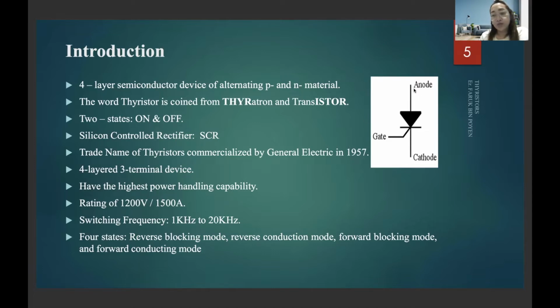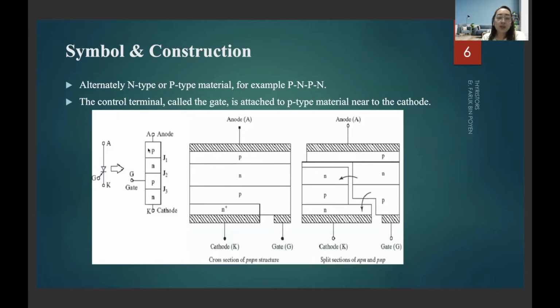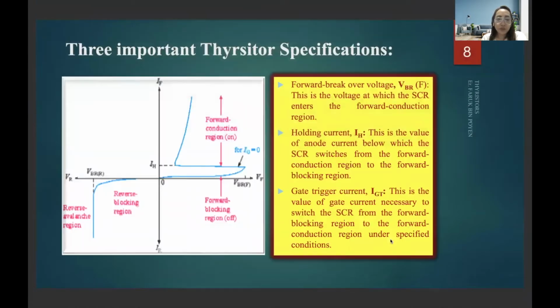So this is the symbol. We have anode, we have gate, and we have cathode. What is the symbol inside? That is an alternating PN, but the gate is on the second P. The internal is that it is connected in PNPN, and the last P has a gate. So it is a connection of a PNP transistor and an NPN transistor where it has an extra gate as a terminal.